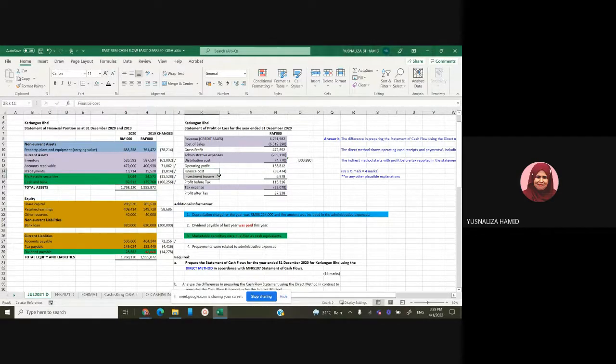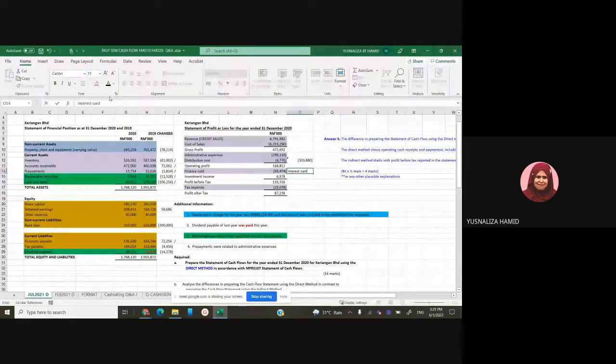What was shown here will be the one that you will have to show as also the interest paid. So what was charged here was actually the interest paid. So you don't have to go and calculate that. You just take this figure. What was charged in the SOPL was actually what was paid during the year.